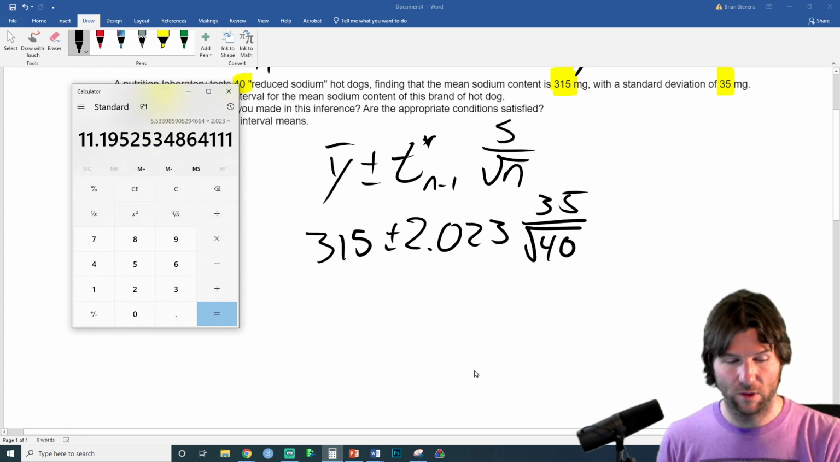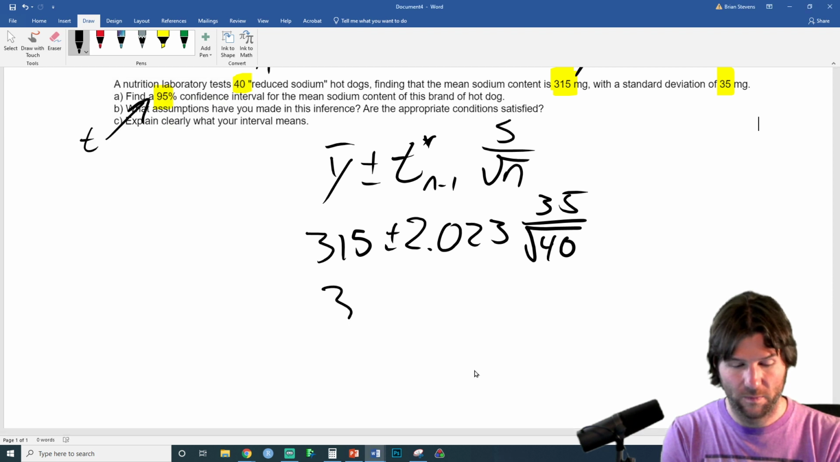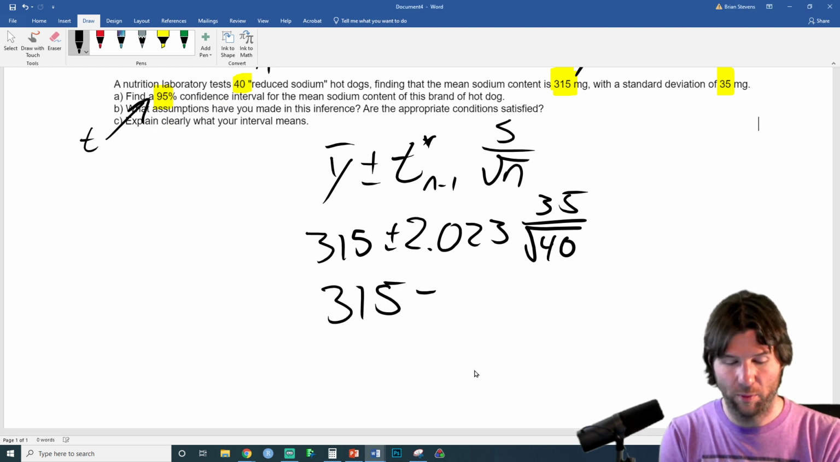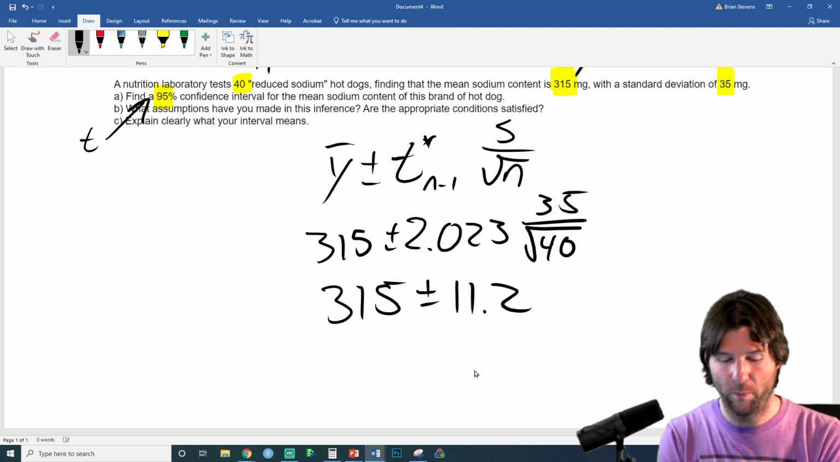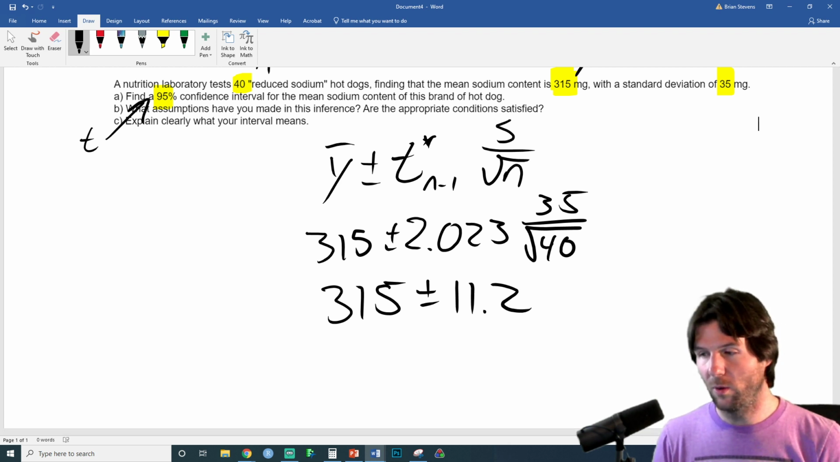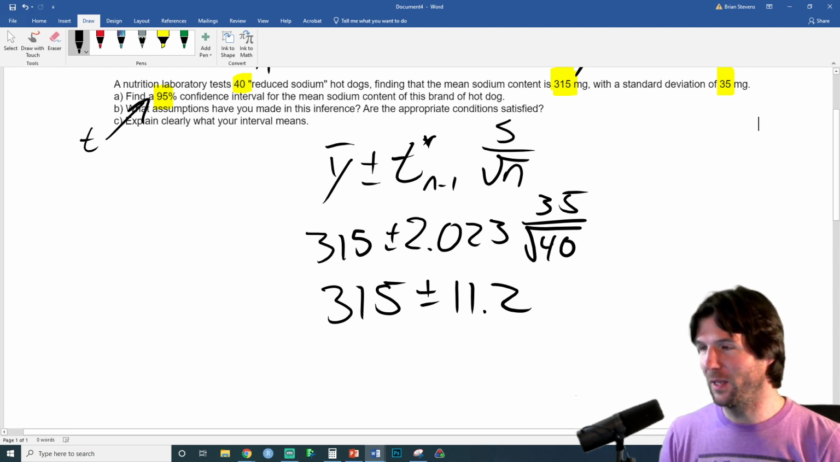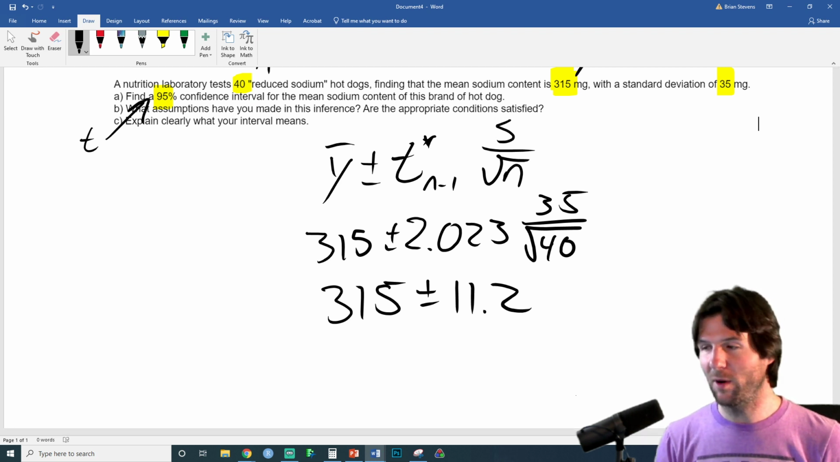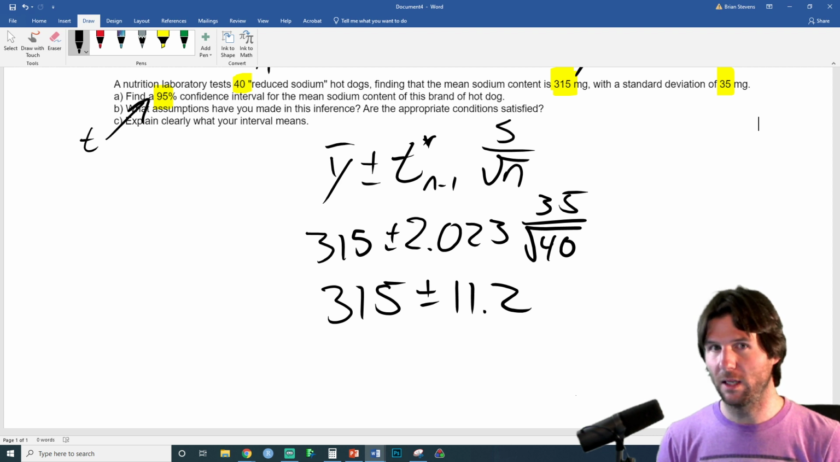So 315 plus or minus 11.2. We'll punch it in as we do this right here. So what is y bar bar? That is the mean of the mean. If you collect a whole bunch of means and take the mean of the mean, because y bar is a mean, then y bar bar is the mean for those means.